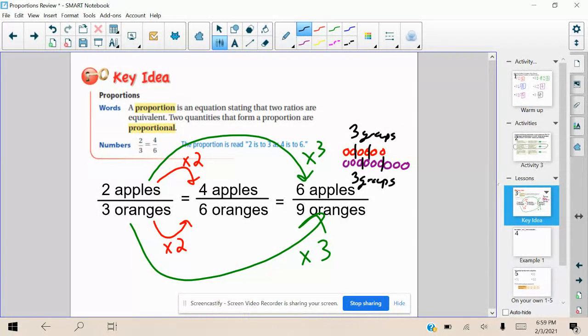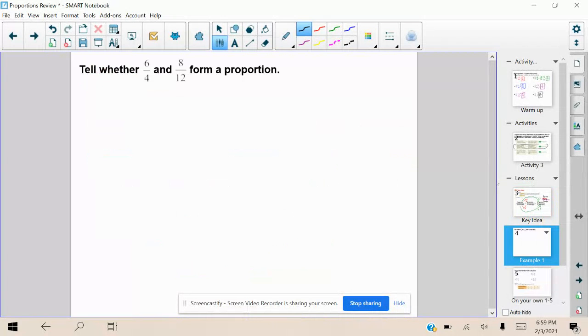So hopefully you've heard about these proportions before. All it is we're saying, hey, is this fraction equivalent to this fraction? Do they have the same overall value? Which is why we were simplifying those fractions in the beginning. We were simplifying to see, okay, once I reduce everything, will we have the same overall value? And that is what we're going to do now. We are going to tell whether or not 6 over 4 and 8 over 12 form a proportion.